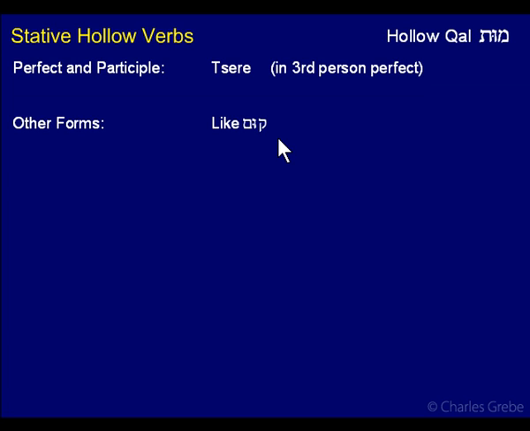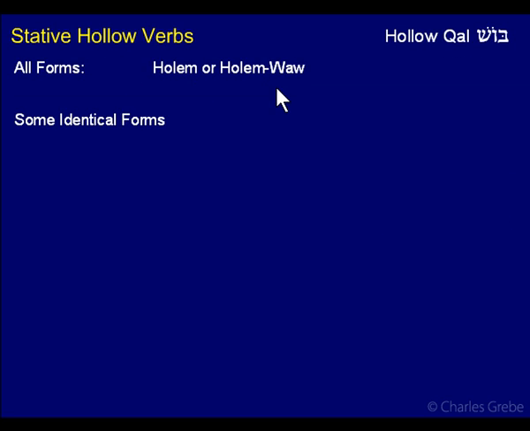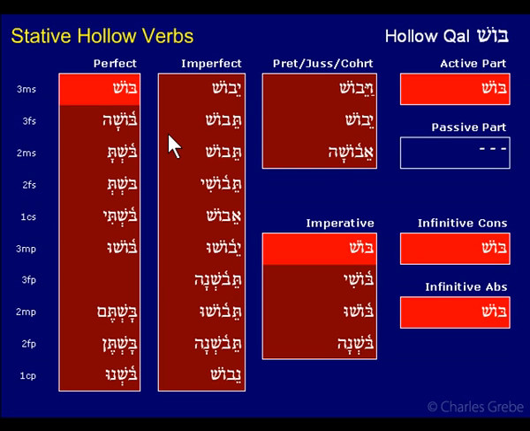What about the other theme vowel you can get, which is holum? Here we have bosh. Bosh means to be ashamed, and basically we see the holum vav everywhere through the whole thing. That's why I colored the whole thing red. So all forms have holum or holum vav. And I note here that there are some identical forms, not just some, there's actually 5. Quite amazing, really. Perfect 3ms is bosh. Active participle masculine singular is bosh. Imperative masculine singular is bosh. And infinitive construct is bosh. And infinitive absolute is bosh. So everything has collapsed into one form there.